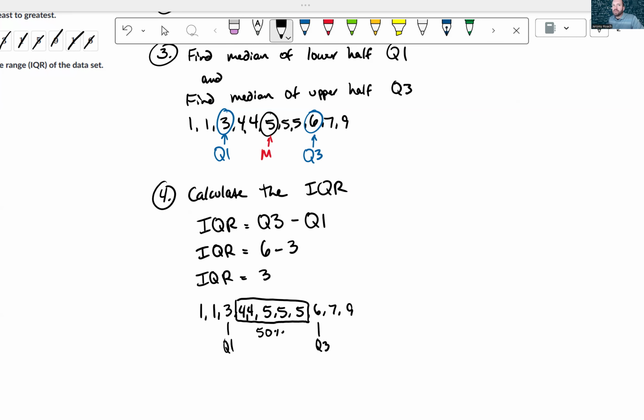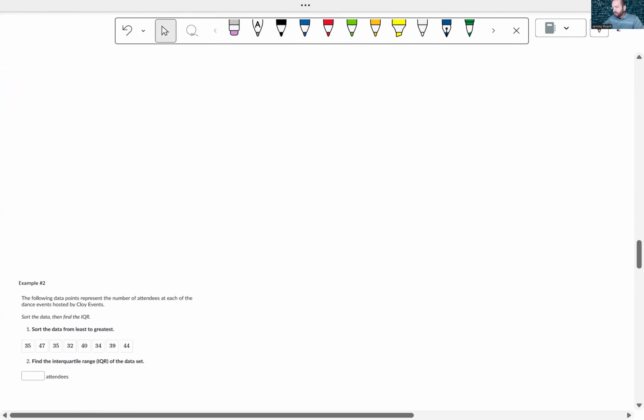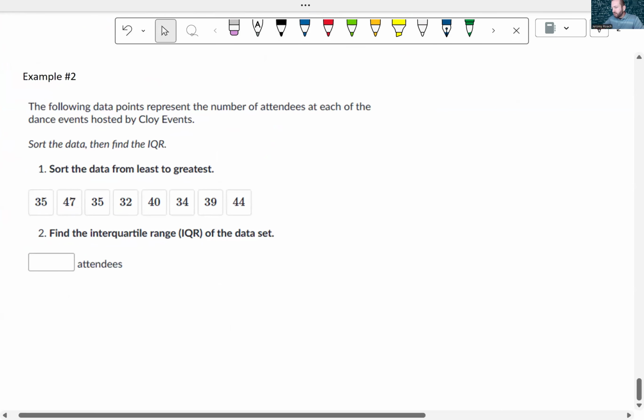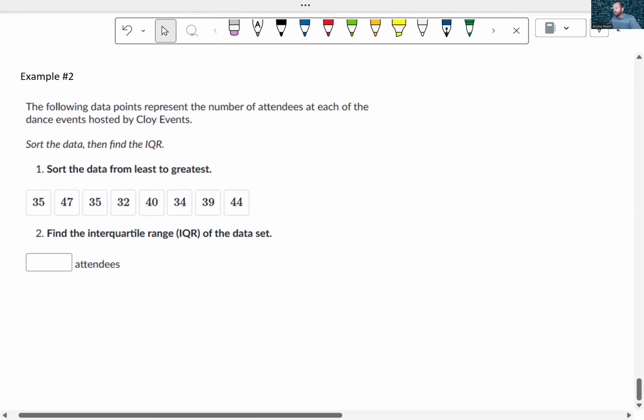Let's look at one more of these. It's going to be the same kind of a problem, except I think we've got to do a little bit more math because we get 2 numbers for our quartiles. So let's look at the next problem. So this next one says: The following data points represent the number of attendees at each of the dance events hosted by this event center. Let's sort the data, then find the interquartile range.